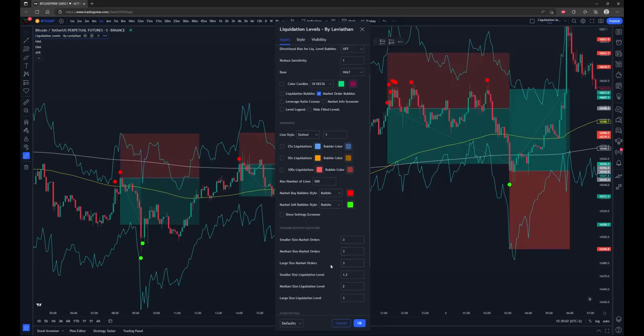All right, so small size market orders 3, medium size market orders 3, large size market orders 3. I'm only using the large size market orders. I don't want to see the small or medium sized ones. So I'm just going to be taking the signals based on those large size market orders.